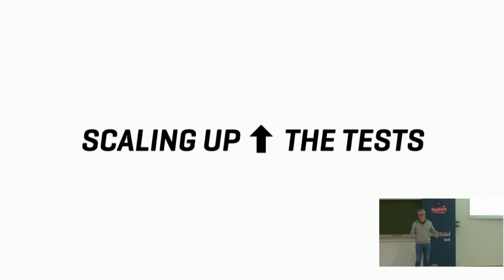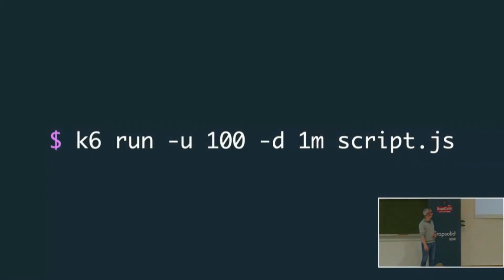There's multiple ways of doing it. The easiest way is just by specifying a duration with -d and using -u to set the number of virtual users. So all of a sudden, we're testing for a duration of a minute. 100 virtual users will be spawned from that single installation we have on that single server.